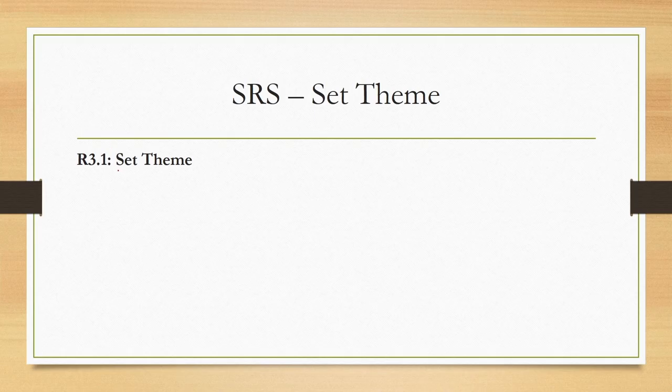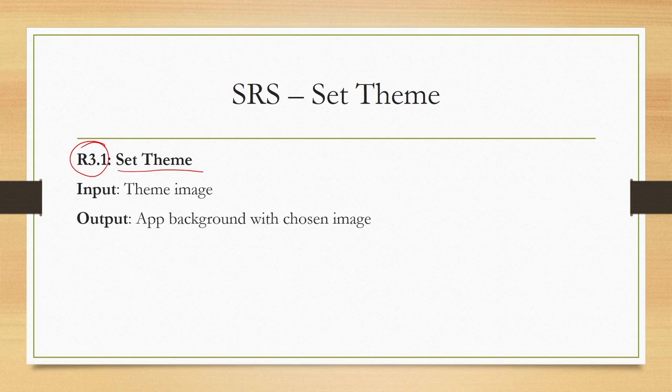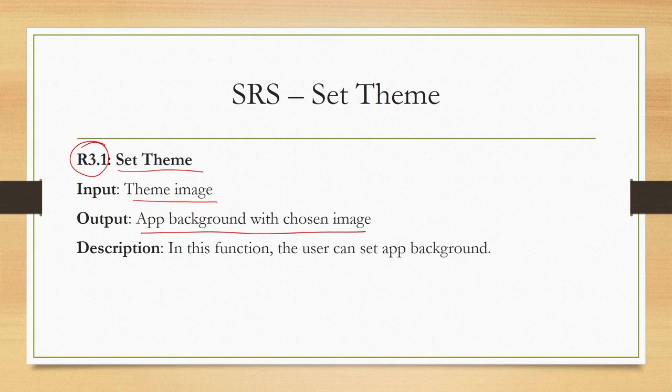The first sub function is set theme. We are giving it a label 3.1 because it is the first sub function of the third top level function. Here the input is theme image, the output is app background with chosen image, and we can have a description as, in this function the user can set app background. So, this can be a simple description of the function.